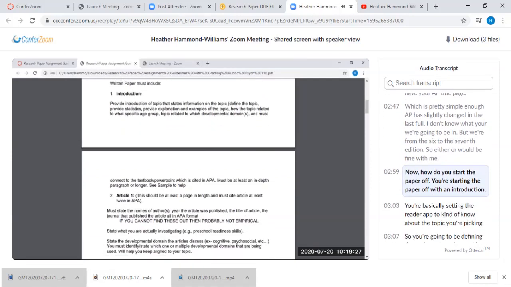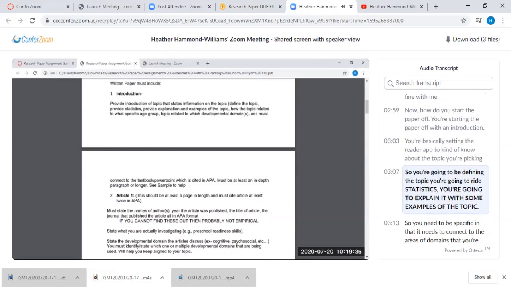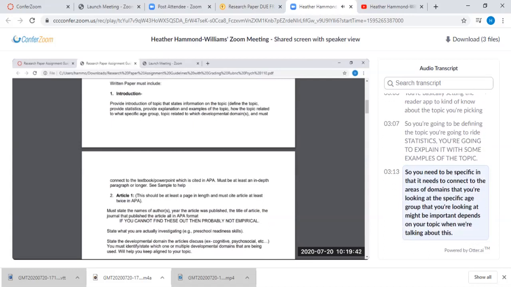Now, how do you start the paper off? You start the paper off with an introduction. You're basically setting the reader up to know about the topic you're picking. So you're going to be defining the topic, providing statistics, and explaining it with some examples of the topic. You need to be specific in that. It needs to connect to the areas or domains that you're looking at. The specific age group that you're looking at might be important, depending on your topic.